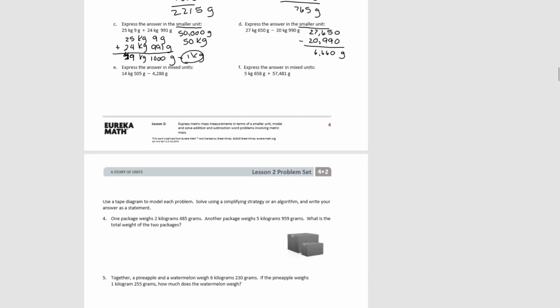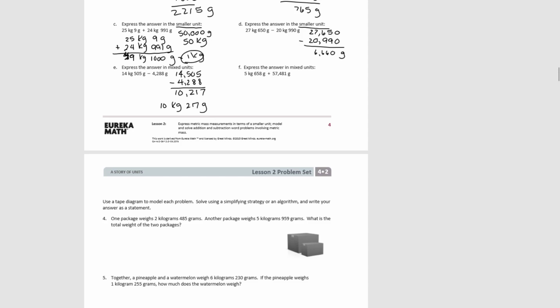E tells us to perform the subtraction and then express the answer in mixed units. So pause the video and try that one. So for this one, a strategy is we could write the first number in grams and subtract it from the second number. And we'd get 10,217. But since we need to write that in mixed units, it would be 10 kilograms and 217 grams.